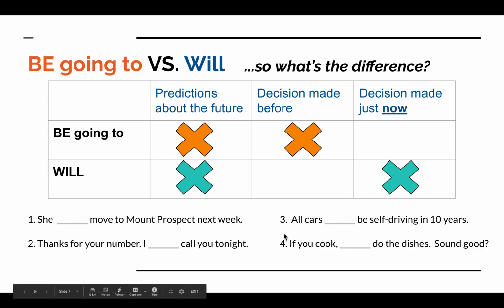Number 3, all cars blank be self-driving in 10 years. Will or be going to? Actually, both. This is a prediction about the future, so we can use either will or be going to, right? If we use be going to, we need to change it to all cars are going to be self-driving. And the last one, number 4, if you cook, blank do the dishes. Sound good? For this one, I would definitely use will. It's a decision made just now, right? I'm offering something at the moment of speaking, right? If you cook, I'll do the dishes.